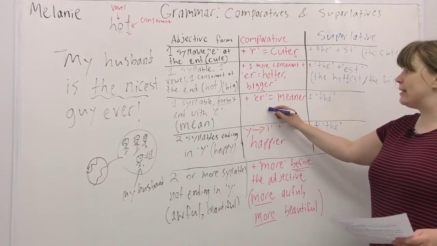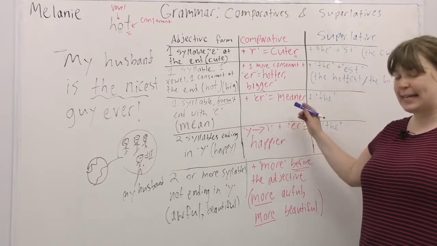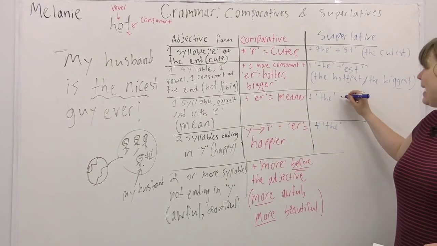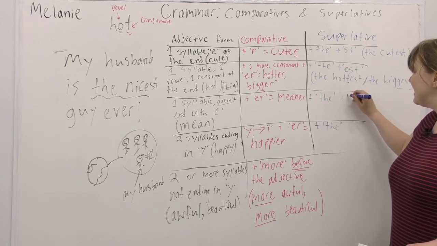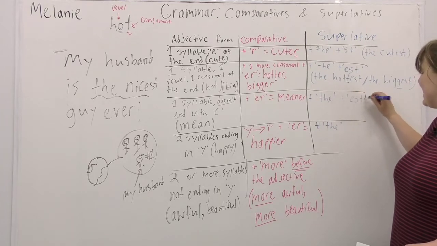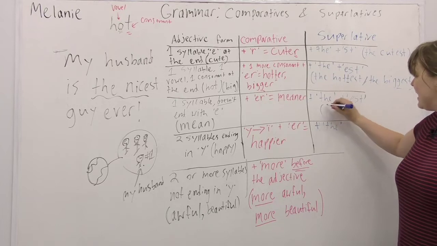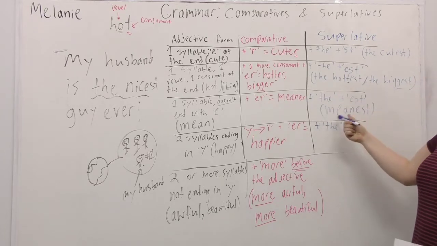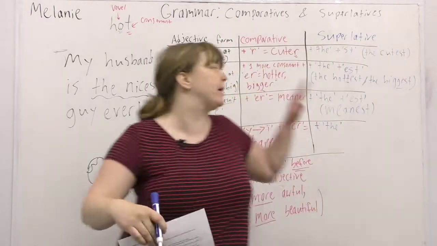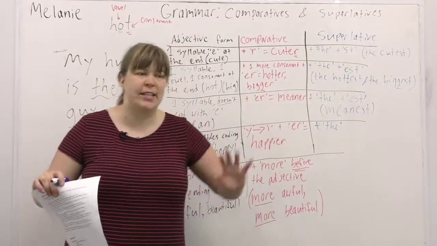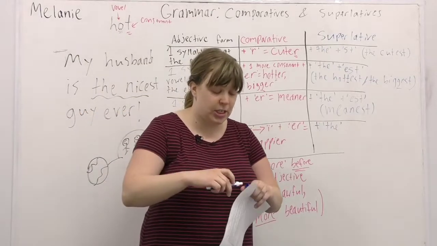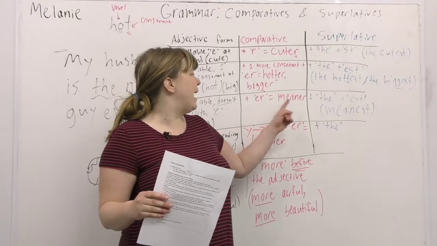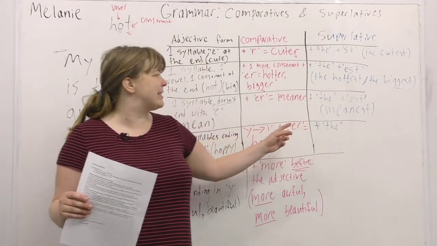Now, comparative with one syllable ending with E. So, mean, meaner, the, we're going to add plus EST. So, meanest. Okay, I'm going to have to switch to black after this, unfortunately. I was hoping to keep it color-coded just to make it easy to understand, but I think I have to retire the blue pen for now. Okay, so add EST at the end.